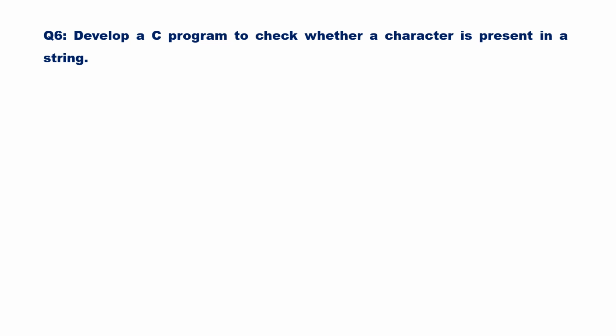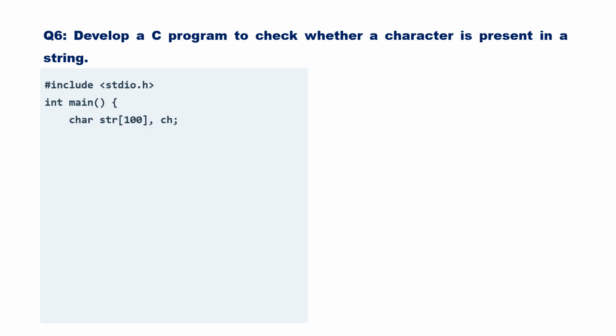Question number 6. Develop a C program to check whether a character is present in a string. #include <stdio.h>, int main, declare the variables. str is the character array used to store the string entered by the user. Character variable ch stores the character to be searched in the string. The integer variable named found is a flag used to track whether the character is found in the string.